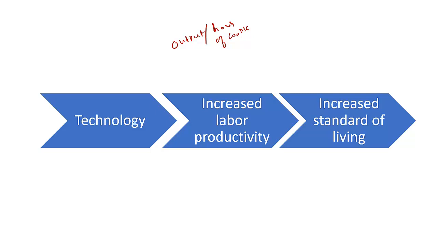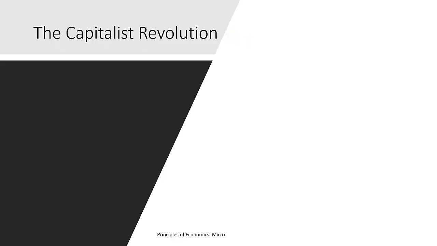Now, another major question arises: what drove this technological change? How was it even feasible? All this happened because of something called the capitalist revolution. So capitalism became the key thing that emerged as an institution in the 17th and 18th century to drive the industrial revolution that led to the huge increase in standard of living that we experience today.